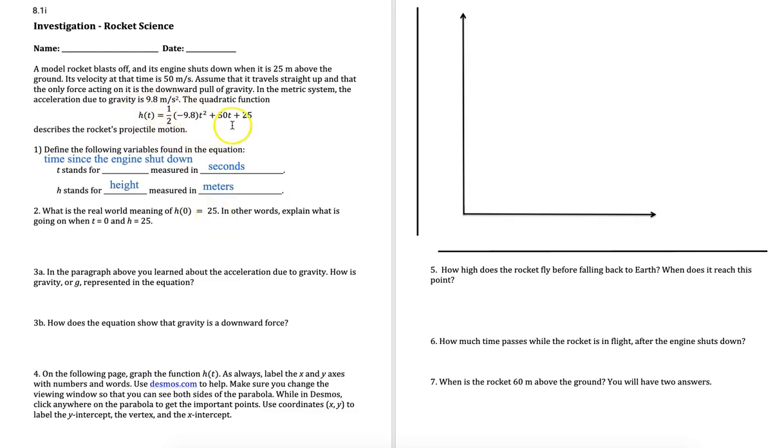So here's the function named h. And when we plug 0 in for t in both locations, if we work the math out, we end up getting 25. Now in the function, we're plugging in numbers for t, the time since the engine shut down. So in this case, the time is 0 seconds and the height is 25. So what h of 0 equals 25 means is that when the engine shuts down, the rocket is 25 meters high.